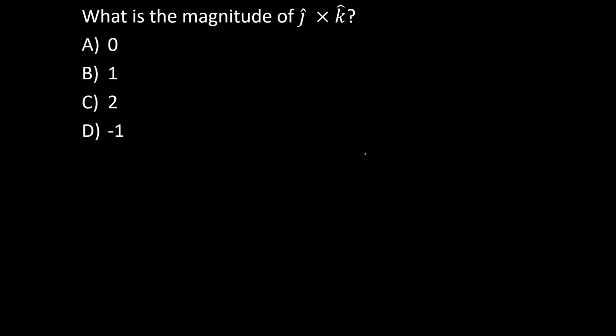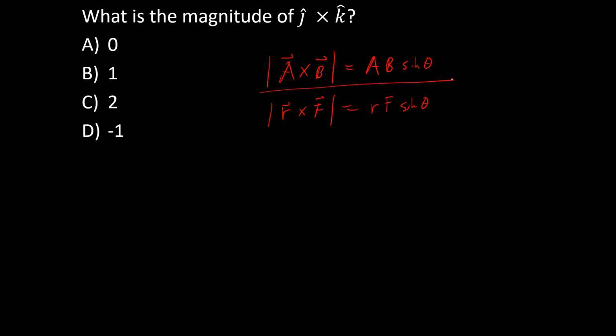One more question here. What is the magnitude of J hat cross K hat? Well, remember that if I look at the magnitude of A cross B, that's going to be the magnitude of A times the magnitude of B times the sine of the angle between them, right? And this is what we used for torque, right? R cross F. If we just look at the magnitude only, we don't worry about the direction, then this is going to be magnitude of R, magnitude of F times the sine of the angle between them. That's the equation that we used. So we're just thinking about the magnitude here.